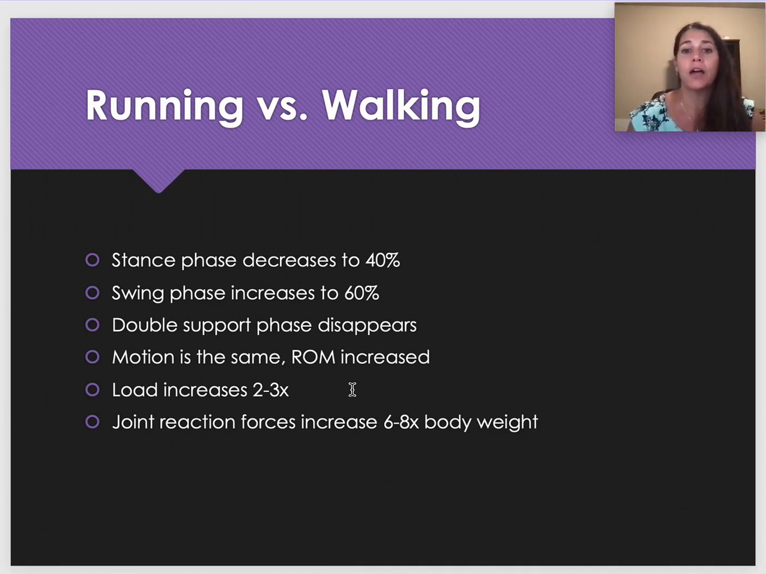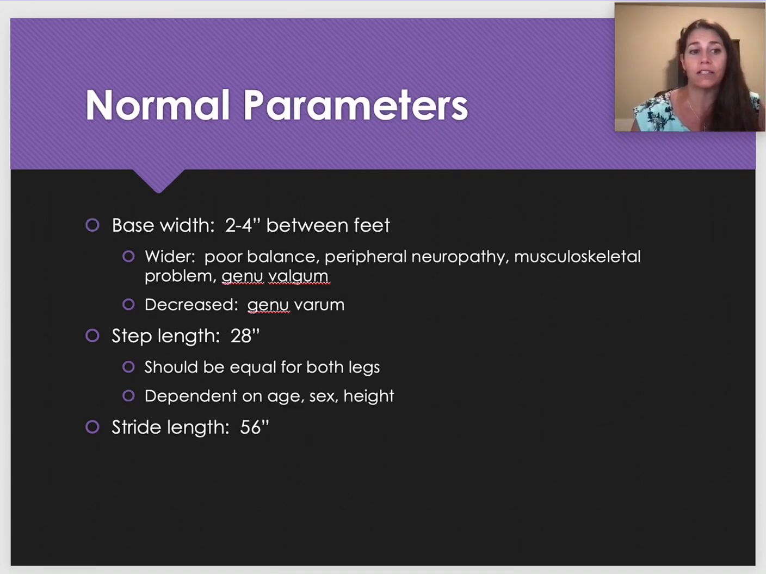Motion is the same. Range of motion is increased. You're going to have to flex everything a little bit more. You can't really extend it more, but you can flex everything more. The load through your joints and the bones is going to go up 2 to 3 times, and the joint reaction is going to go up 6 to 8 times. Running puts way bigger load on your body than just walking does.